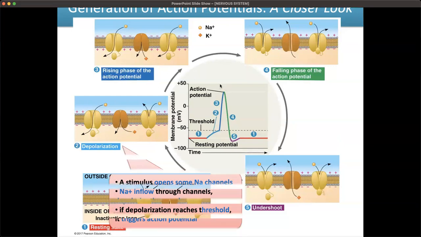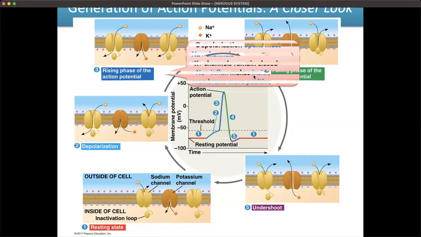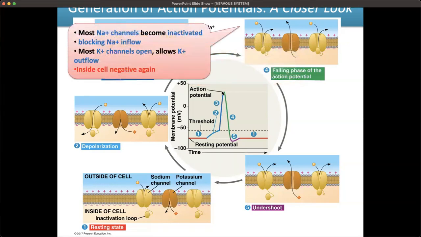So number 3, depolarization opens most of the sodium channels. But the potassium channels are going to remain closed, because you want to make sure it keeps on increasing in millivolts, and the sodium influx makes the inside of the membrane more positive. Number 3 though, until it reaches the peak over here, when the action potential reaches its peak, the sodium channels start to close. The potassium channels start to open, allowing the potassium outflow, making it more negative again. So the inside of the cell is going to be more negative again.